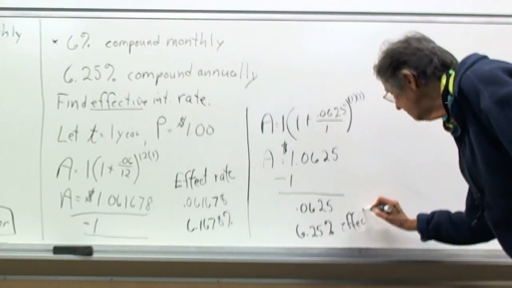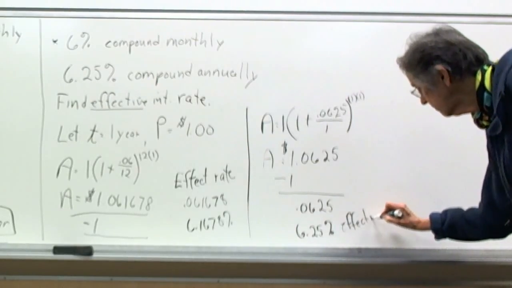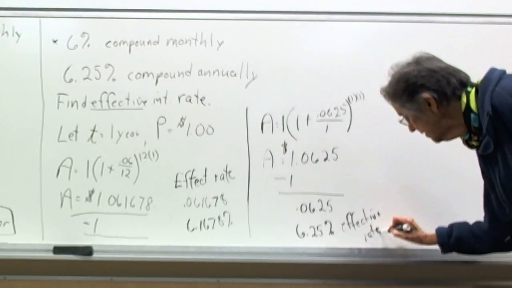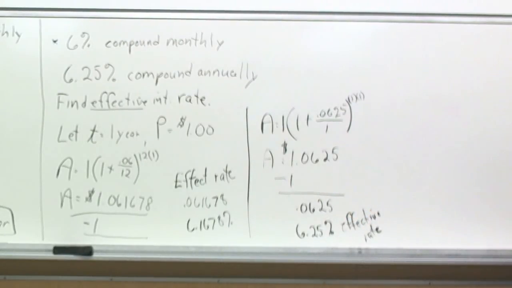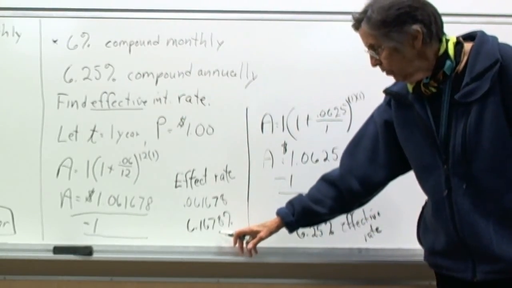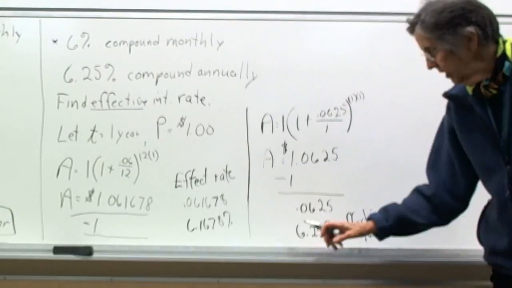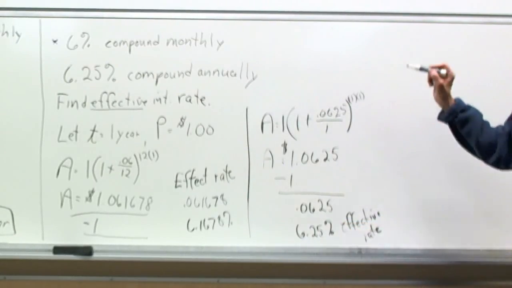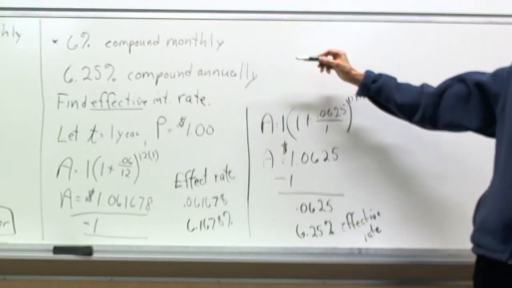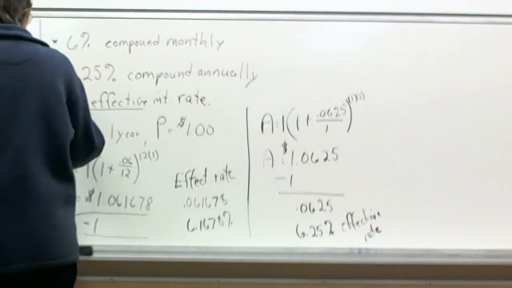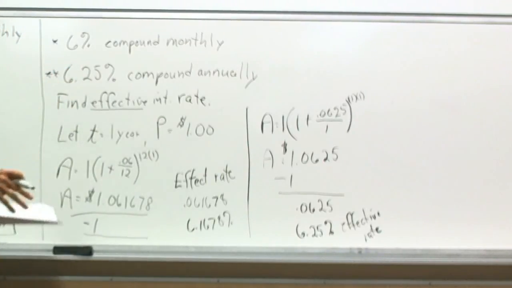So comparing those two effective rates, it appears that the second investment is going to be slightly better than the first investment, 6.1678% versus 6.25%. So if I were choosing between those two investments, I would definitely go with the second investment. It's going to give me a little bit better return.